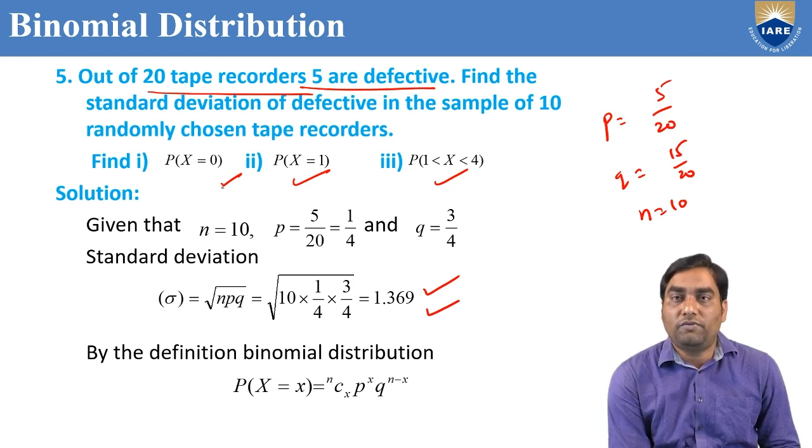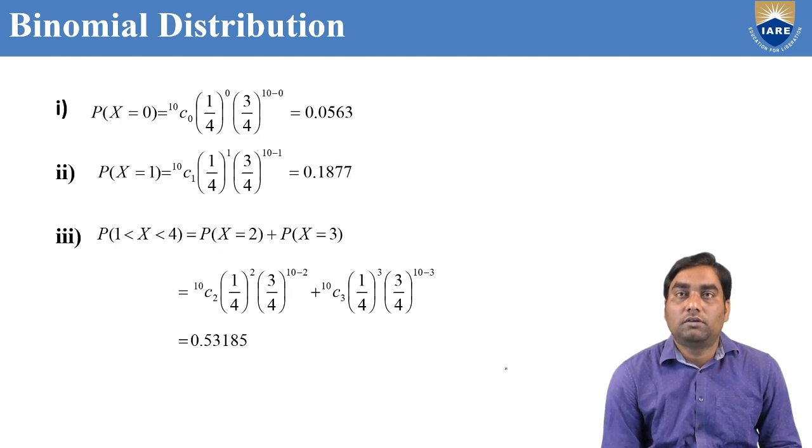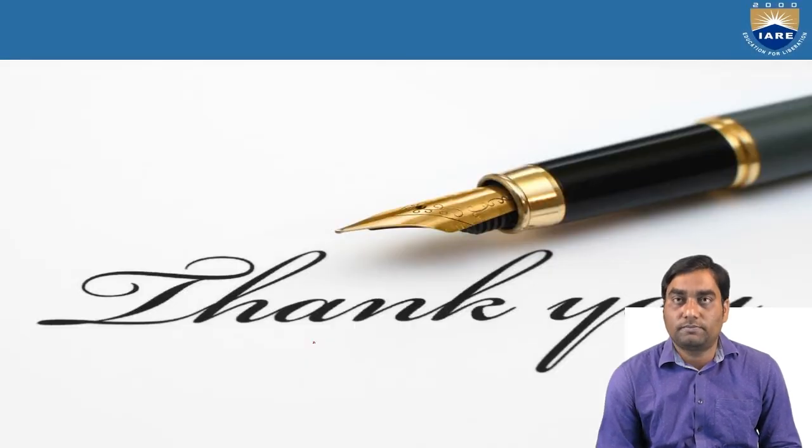Now, to find P of x equal to 0 by using the binomial distribution, nCx, 10C0, p 5 by 20 whole power 0, q 15 by 20 whole power 10. Simplify. x equal to 0, 0.05; x equal to 1, and so on. x in between 1 and 4 means only the 2 and 3 cases. To simplify it, we'll get the values.